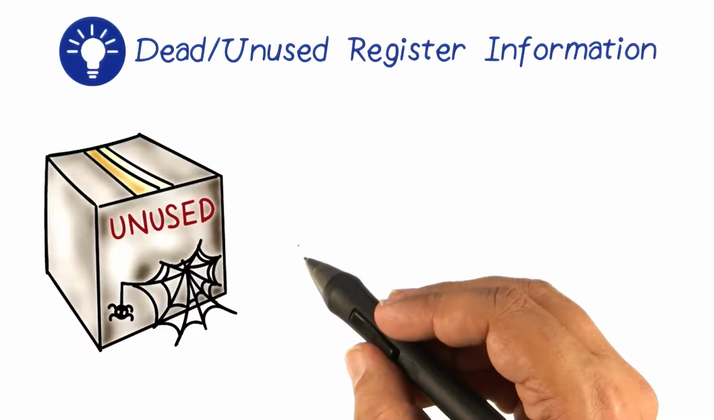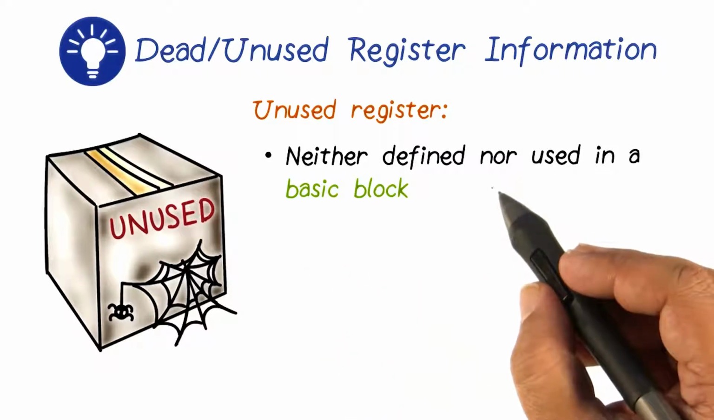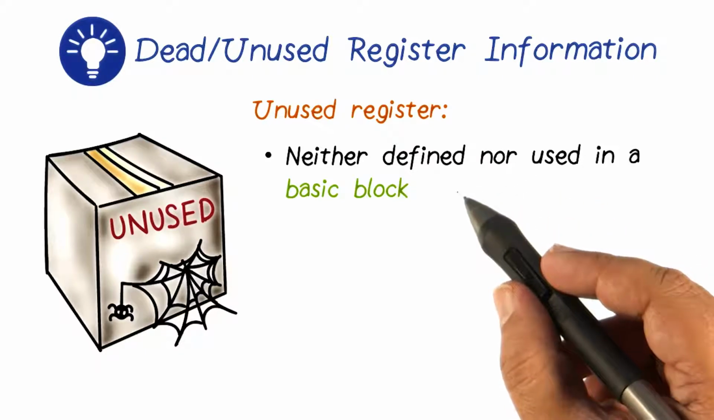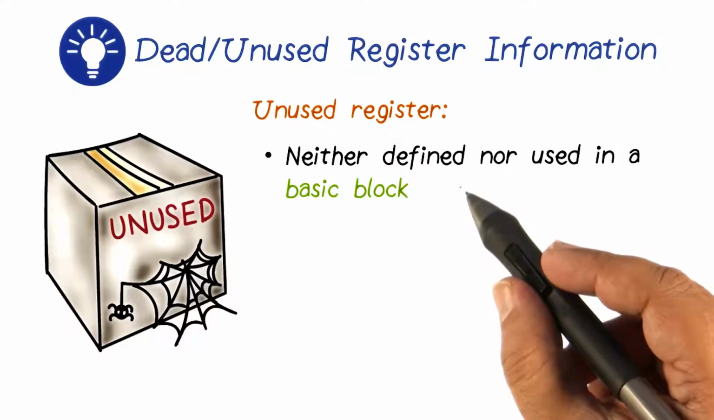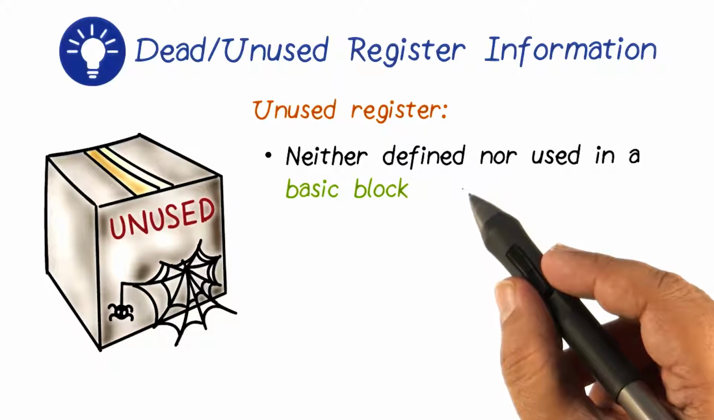What is an unused register? A register is unused in a particular basic block if it is neither defined nor used in a given block, but it is live across that particular block. In other words, it has a definition which is sitting in the control flow graph before this program point, and it has a use sitting in the control flow graph after this particular program point.